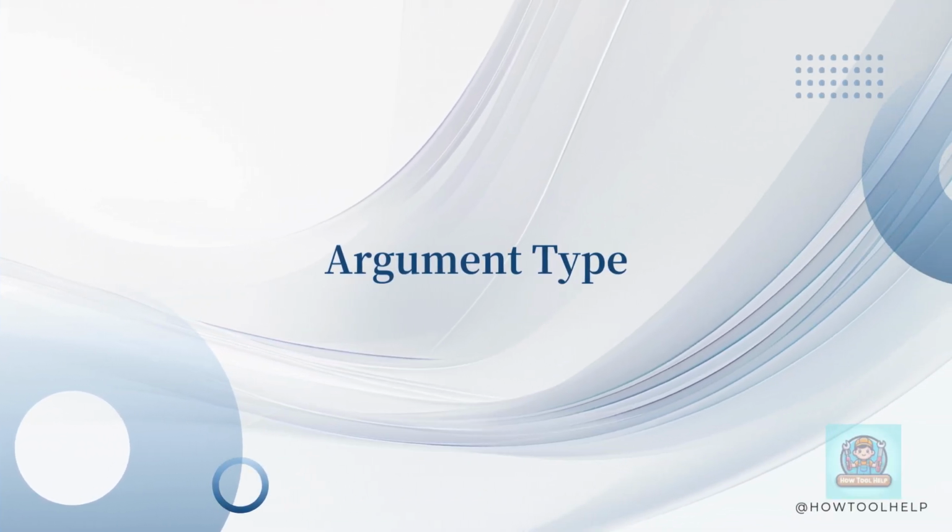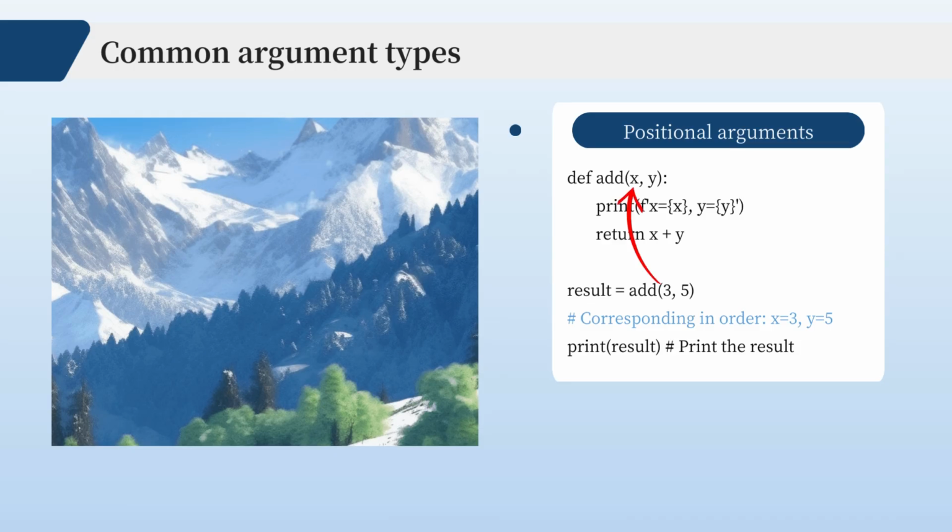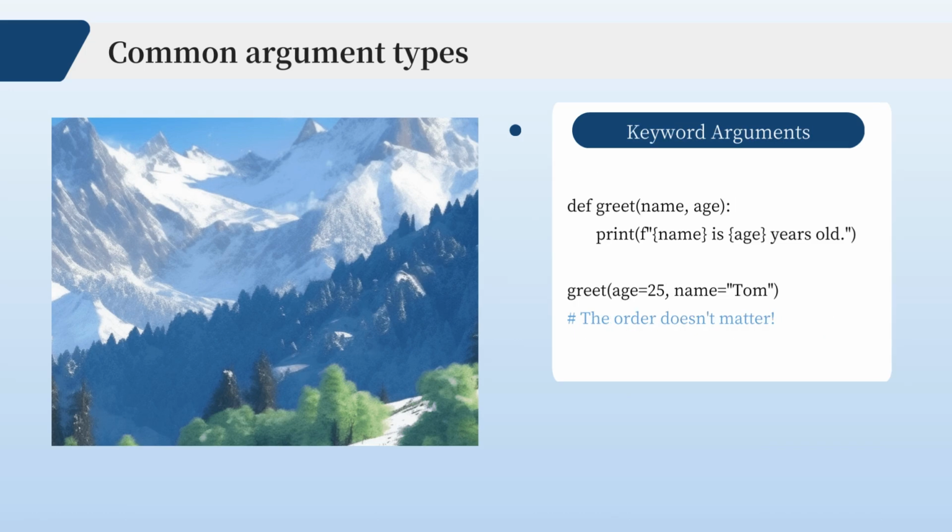Types of arguments. Here are 3 common types of arguments. 1. Positional arguments. Arguments are passed in order. 2. Keyword arguments. Arguments are specified using parameter names, allowing flexibility in order. The function greet accepts 2 parameters, name and age. When calling greet, the age parameter is assigned 25, and the name parameter is assigned Tom. Output: Tom is 25 years old.